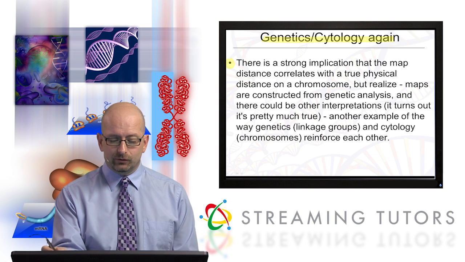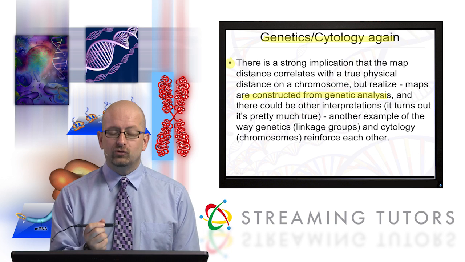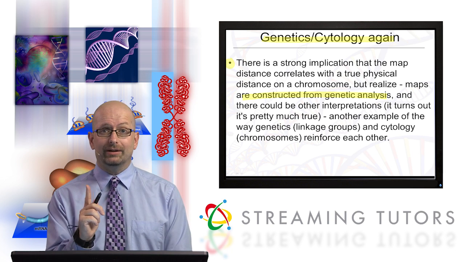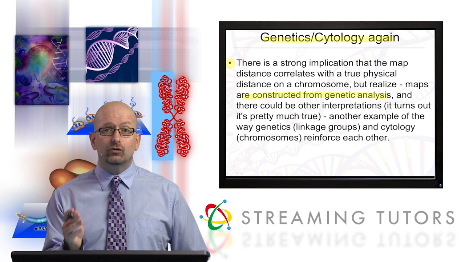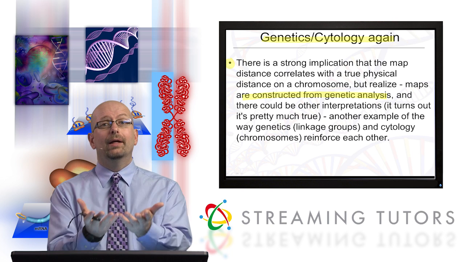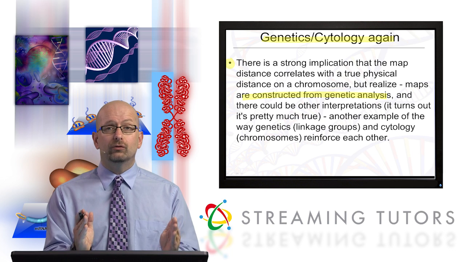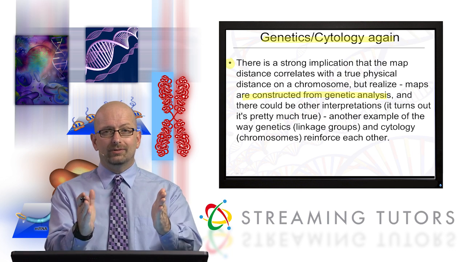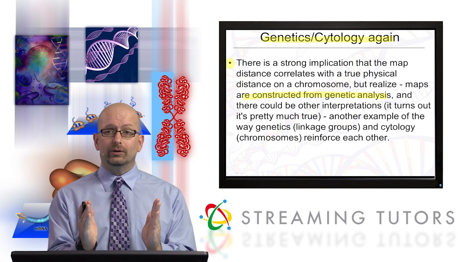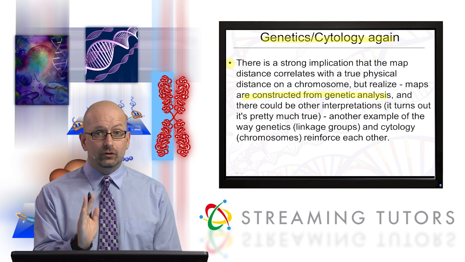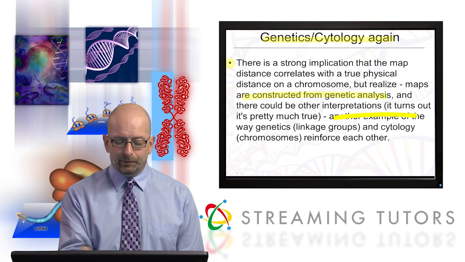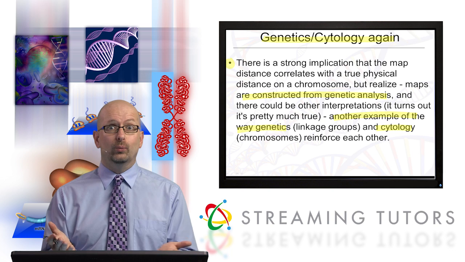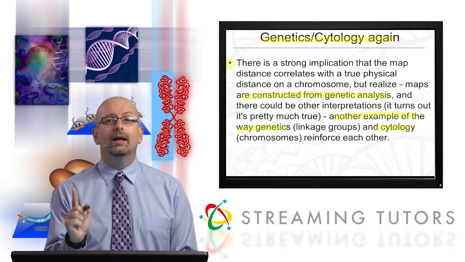But just realize this. Maps are constructed from genetic analysis, and there could be other interpretations. I'll give you one idea in a minute. It turns out it seems to pretty much be true that the information we get about distance from recombination data, there are ways of doing this, does seem to correlate with true physical distance. So to the extent it is true, this is another example of the way genetics and cytology reinforce each other, which is always good. We don't want them to contradict each other.